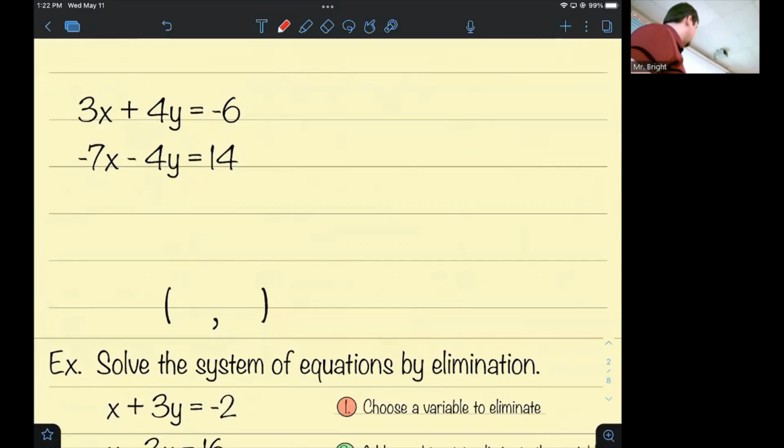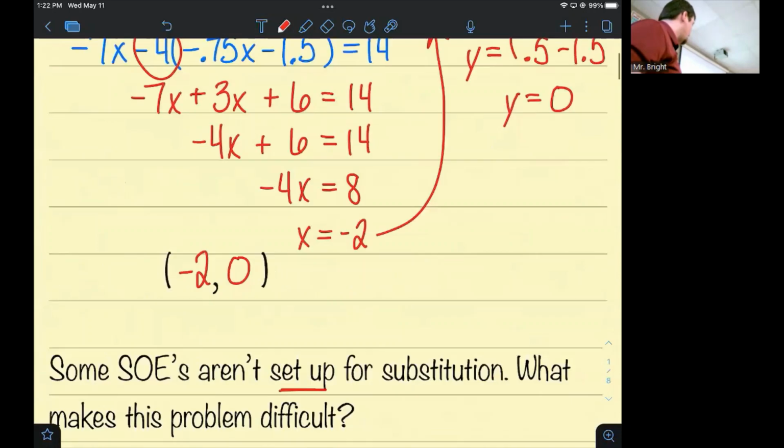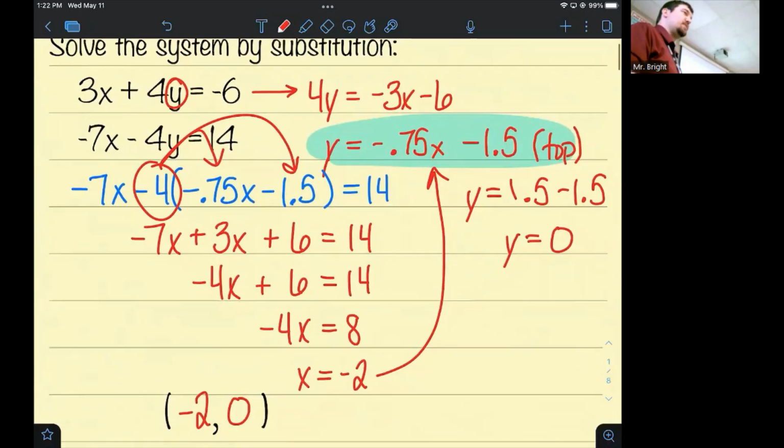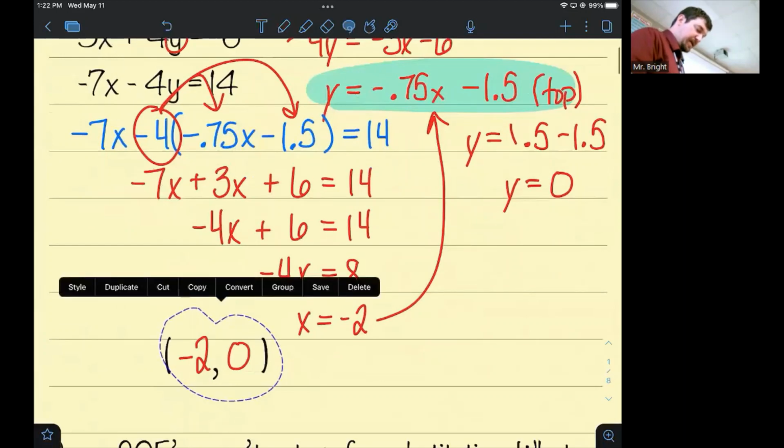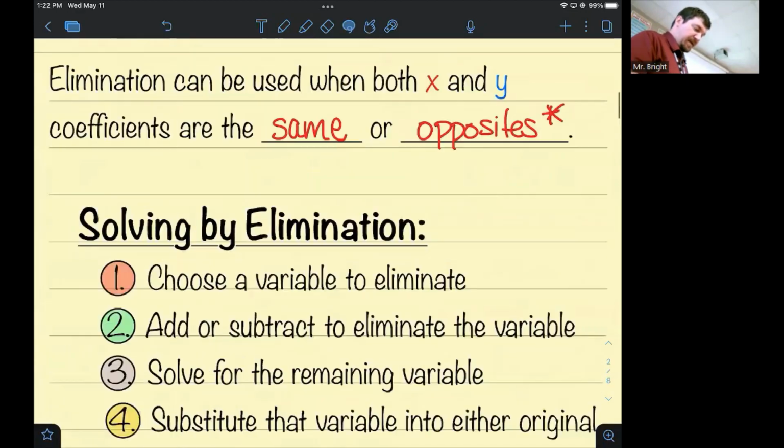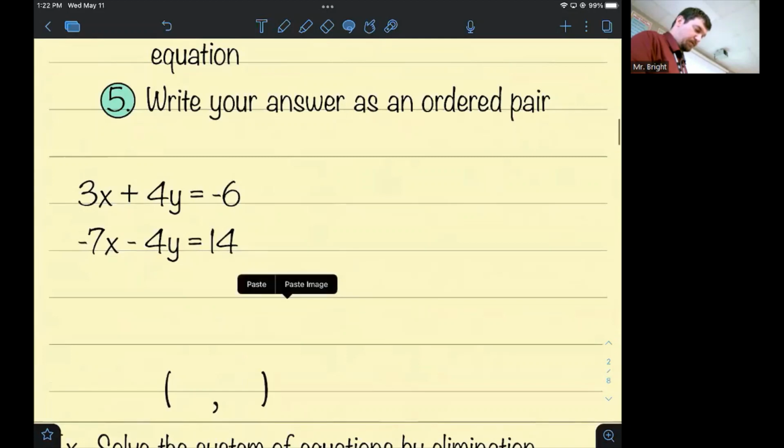This, by the way, is the same problem that we just did up here. So I want you to compare the amount of work we did versus the amount of work we're going to do. And we'll have to check this, we should get the same answer of (-2, 0). That's what we're shooting for. I wouldn't want to teach you a different way if it gave you a different answer, because that means something's wrong.